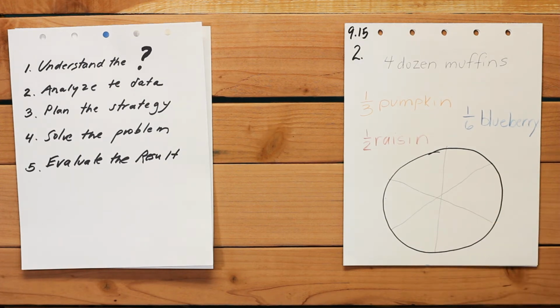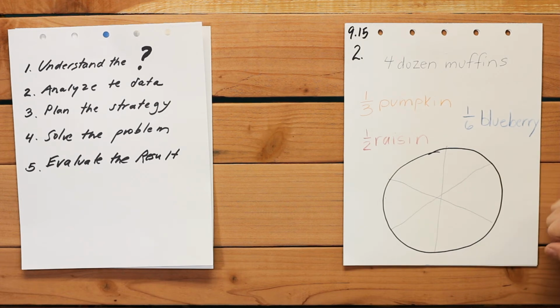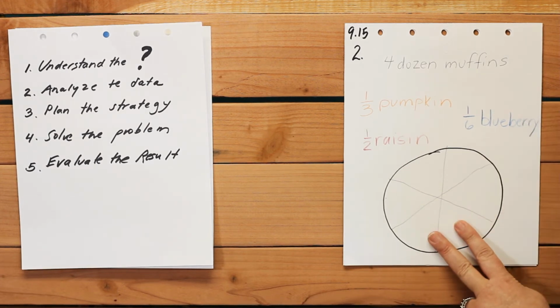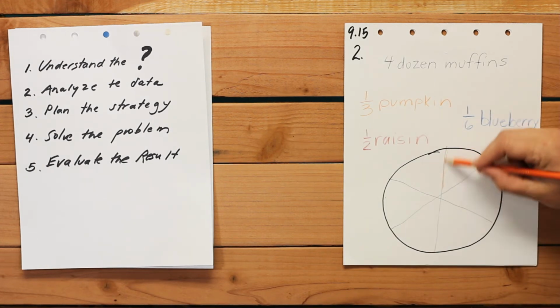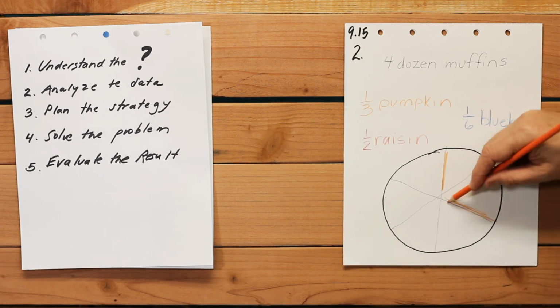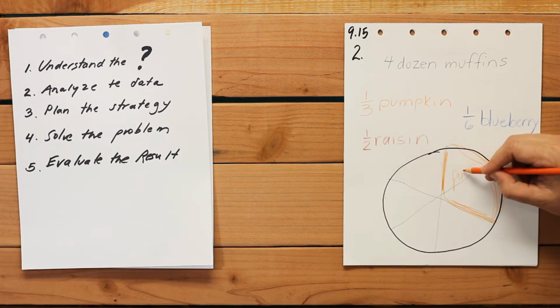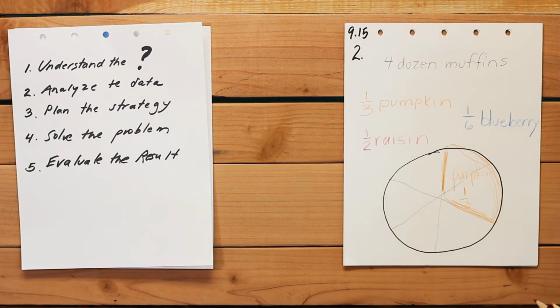Well, I know that 1/3 is pumpkin. We have 6 parts, so how can we do 3 parts? So let's put these together. Let's say that this is 1/3, these 2 are 1/3, and these 2. So 2 parts is going to equal 1/3. So I'm going to take 2 parts, and this is going to be my pumpkin, which is 1/3.